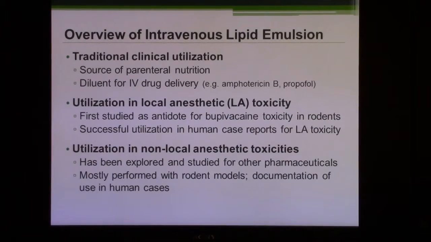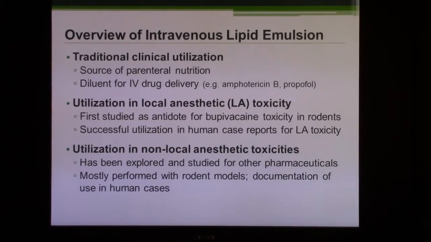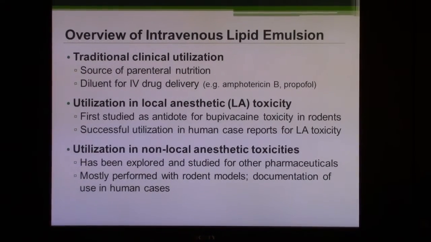And beyond this, it has also been explored for use in other pharmaceutical overdoses and toxicity. And these have been mostly performed in rodent models as well. And there is documentation of use in human cases as well. And I will go further into this as we move along in the presentation.